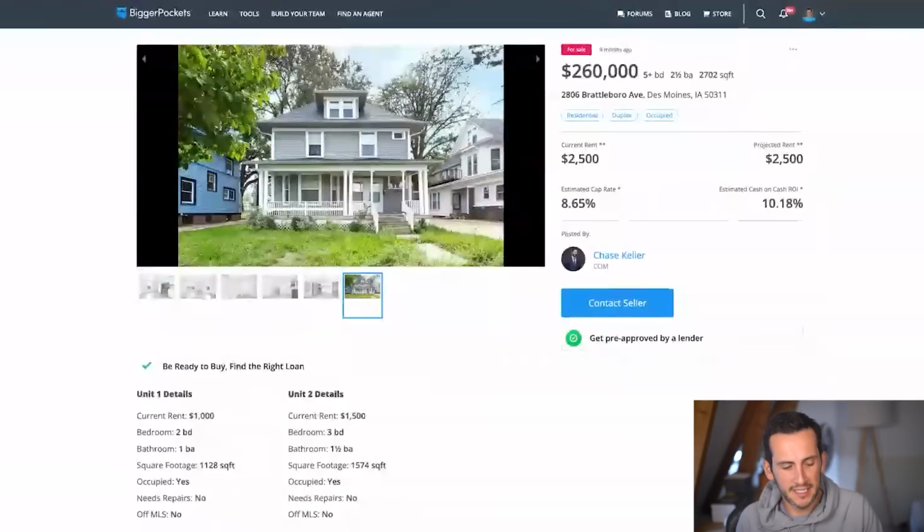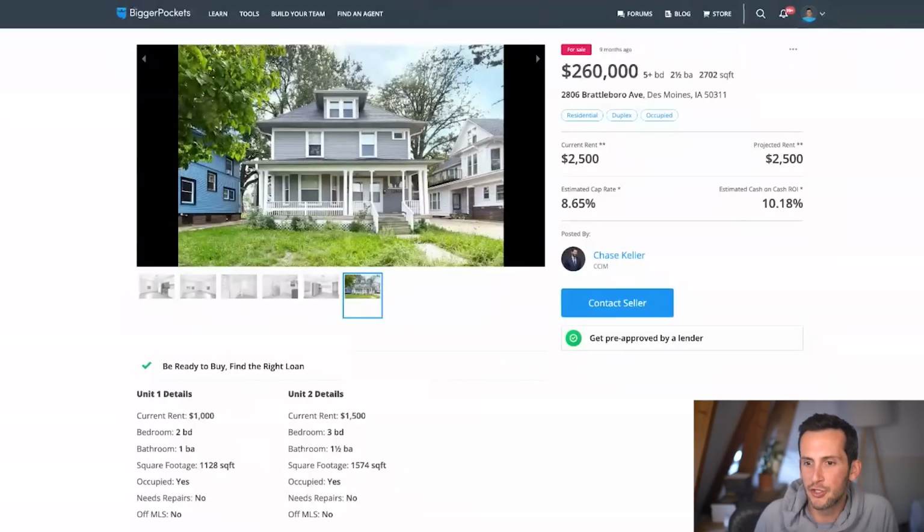All right, let's get into this. And I think the best way to show you how to analyze a deal is just to walk you through an actual deal. So before I started recording, I picked this deal from the BiggerPockets website. It is a rental property. It's a duplex in Des Moines, Iowa at 2806 Brattleboro Avenue.